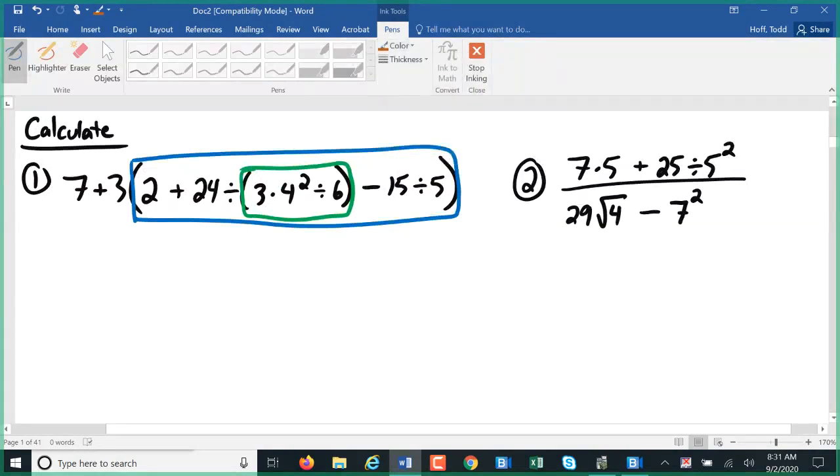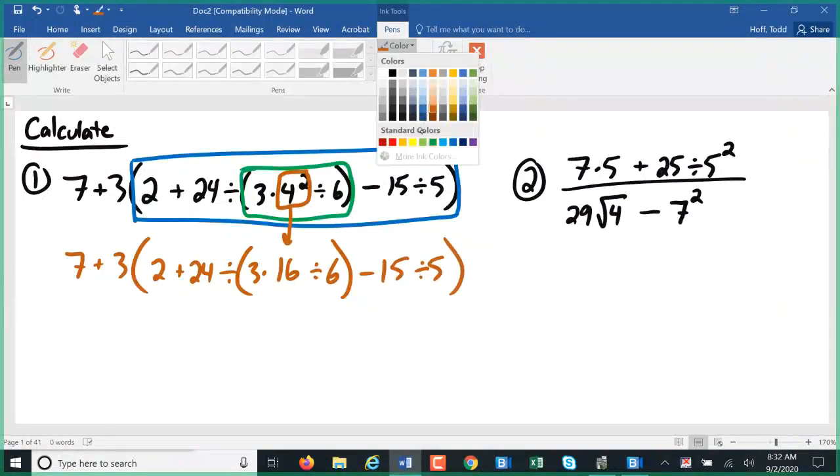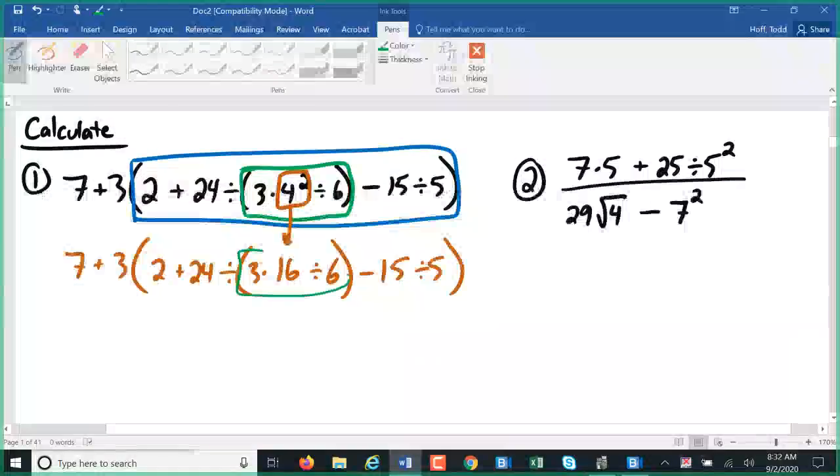In that set of parentheses, no other enclosing symbols. We do have an exponent. 4 squared, which is 16. So still focusing inside that inner set of parentheses. No more exponents. All that's left is multiplication and division.